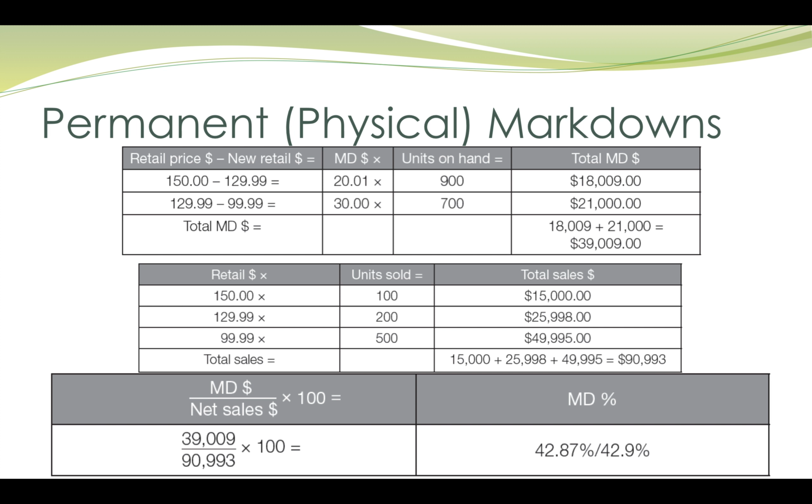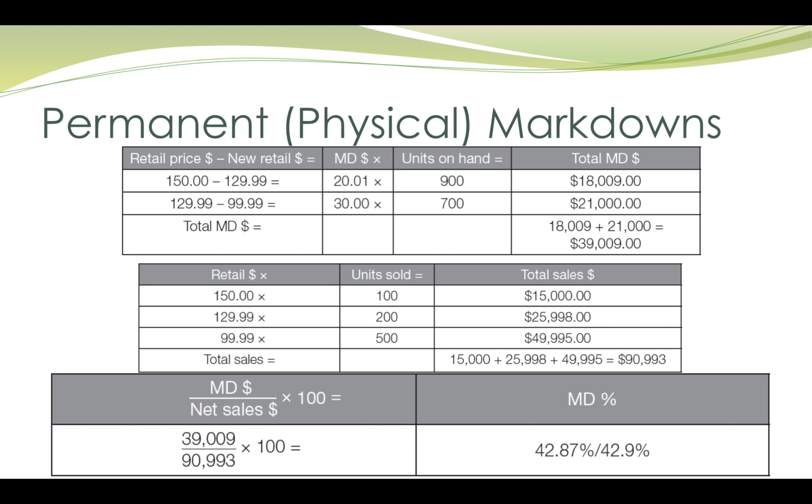Now we take a look at retail dollars of 150 times 100 to give us 15,000. So now we're moving into calculating total sales. 129.99 times 200, 99 times 500. We take those total sales and we add them to reach the figure of 90,993.